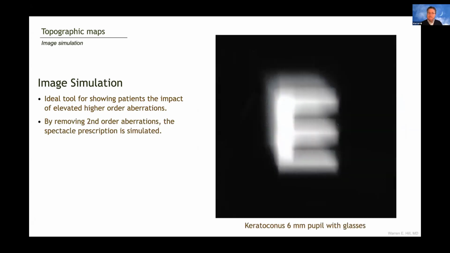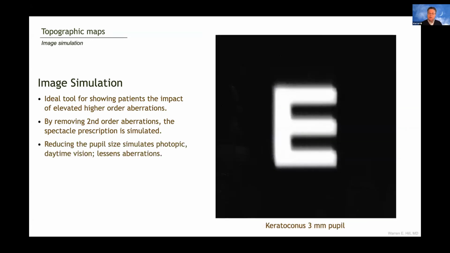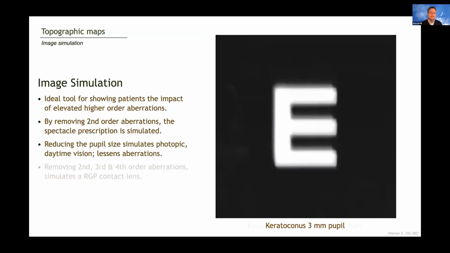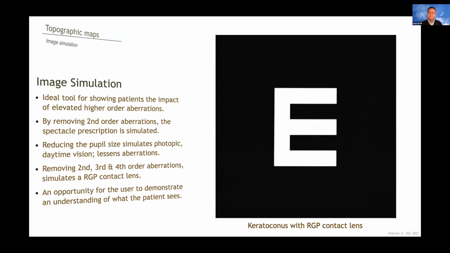In this image simulation, we've removed the second order aberrations, which means we've given the patient a pair of glasses. If we reduce the pupil size, we ameliorate the aberrations, because all aberrations are radius dependent values. So the smaller the pupil, the less the impact. And by removing third and fourth order aberrations, we can actually give patients normal vision. And this is why either a scleral contact lens or an especially fit RGP contact lens works so well for patients with keratoconus. So image simulation is an opportunity to demonstrate to the patient first that we understand what they have, and also what it is that they're seeing.